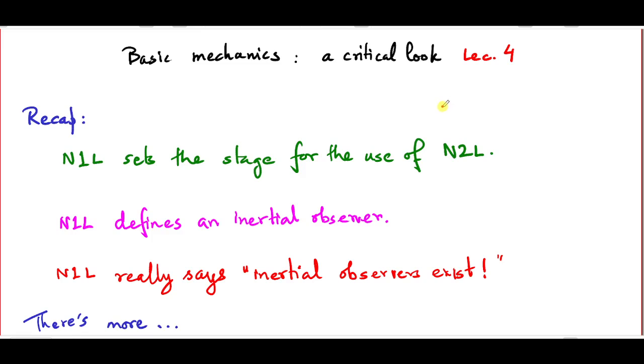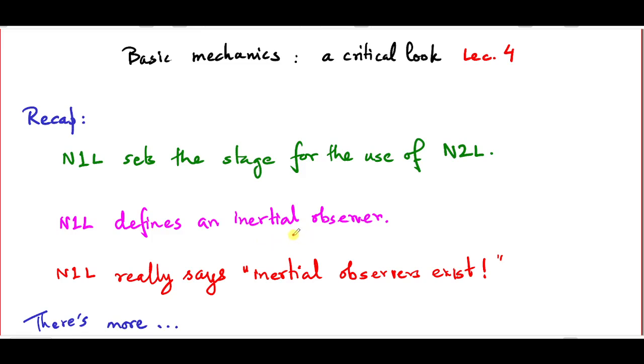Over the past few lectures, we have been taking a deep look at Newton's laws. We have seen that Newton's first law sets the stage for the use of Newton's second law. If you want to use Newton's second law, you must make sure that the observer whose observations are being used to calculate the acceleration is an inertial observer, that is, an observer for whom Newton's first law works. So we can definitely say that Newton's first law defines an inertial observer.